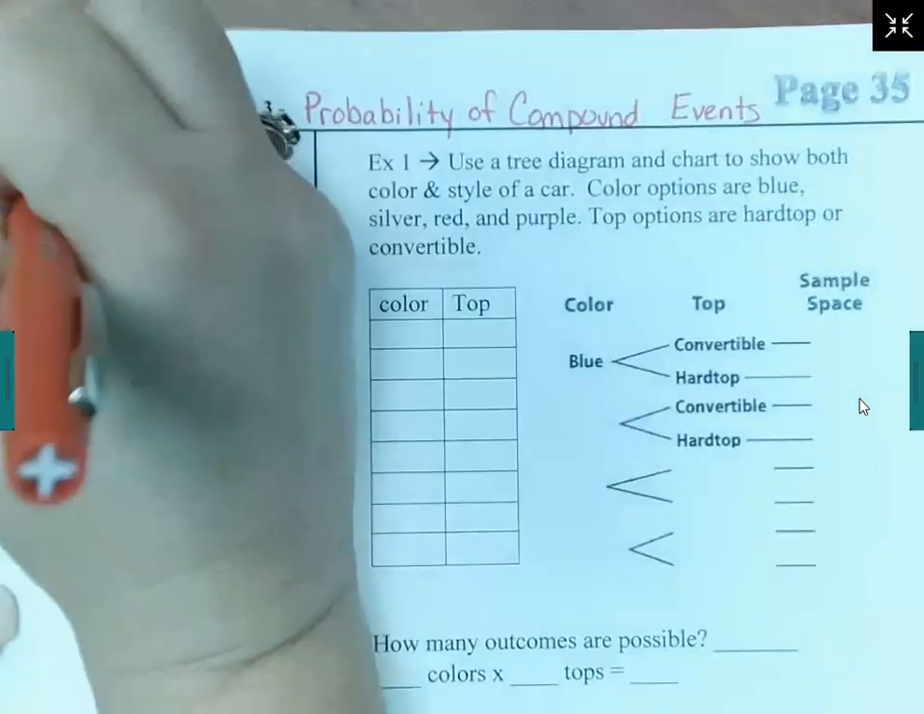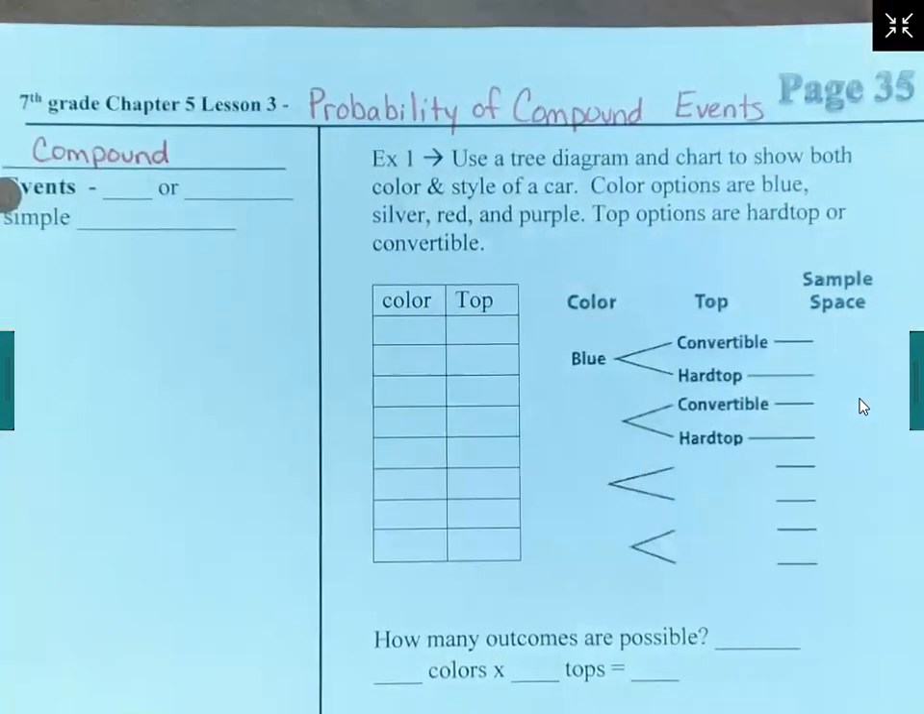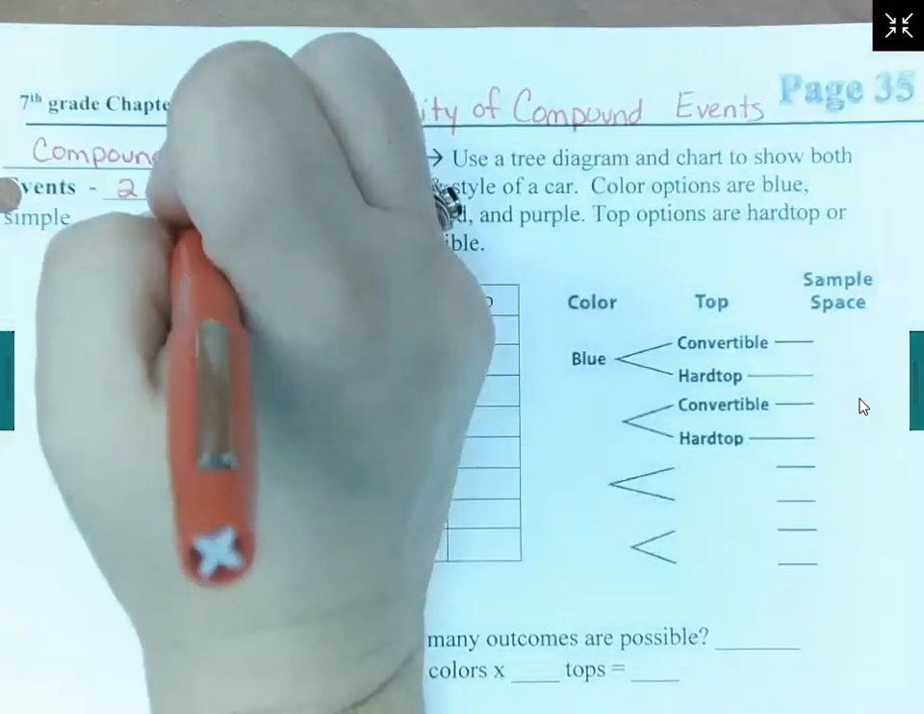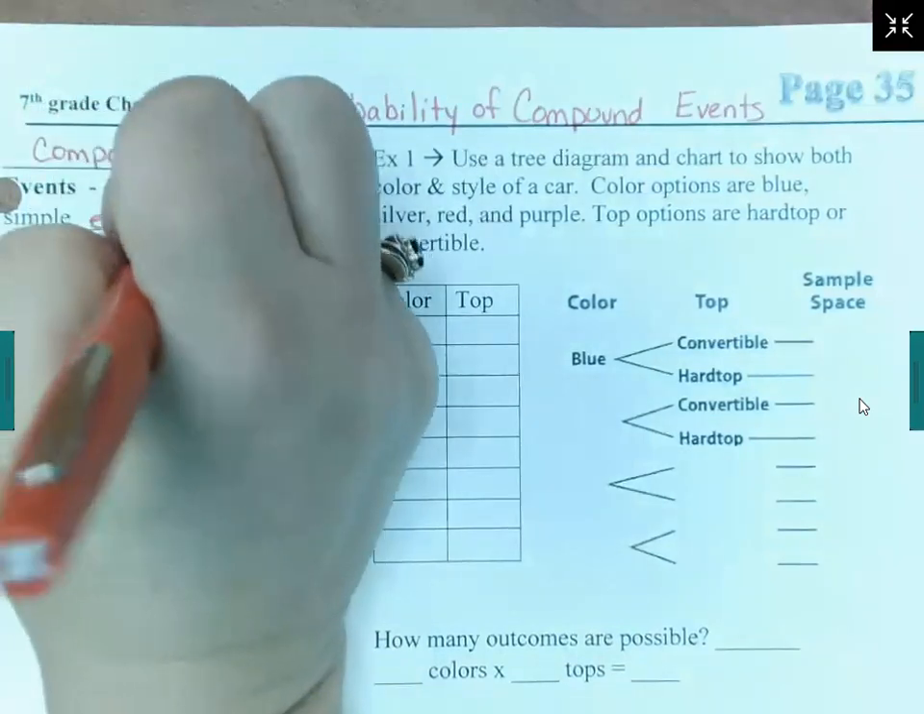So compound events, what do you think compound events are? More than one. So it's two or more simple events.